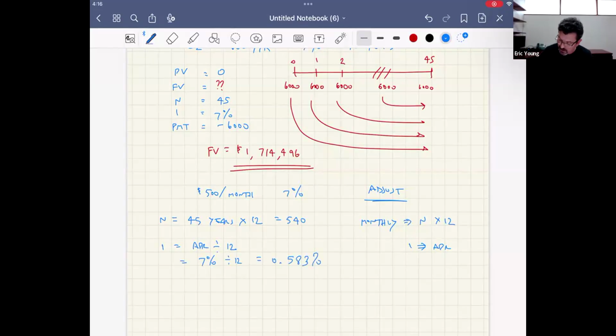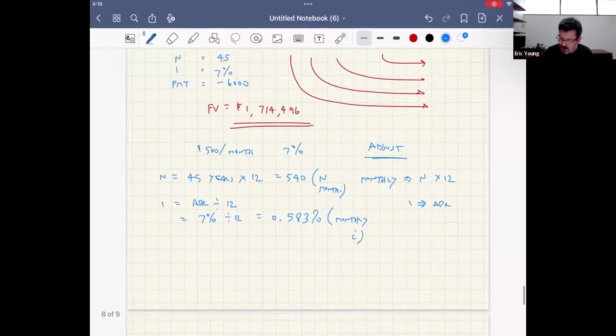0.583%. You can think of this as the monthly interest rate, and this is the number of months. Okay? If we do that, we can solve pretty easy. PV, FV, N, I, and PMT. Our PMT is now going to be $500 going out. Our I is going to be 0.583. Our N is going to be 540.